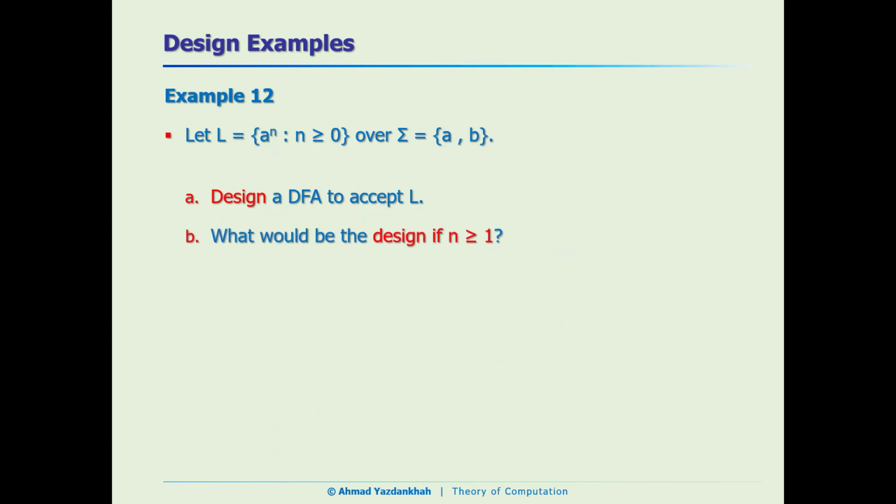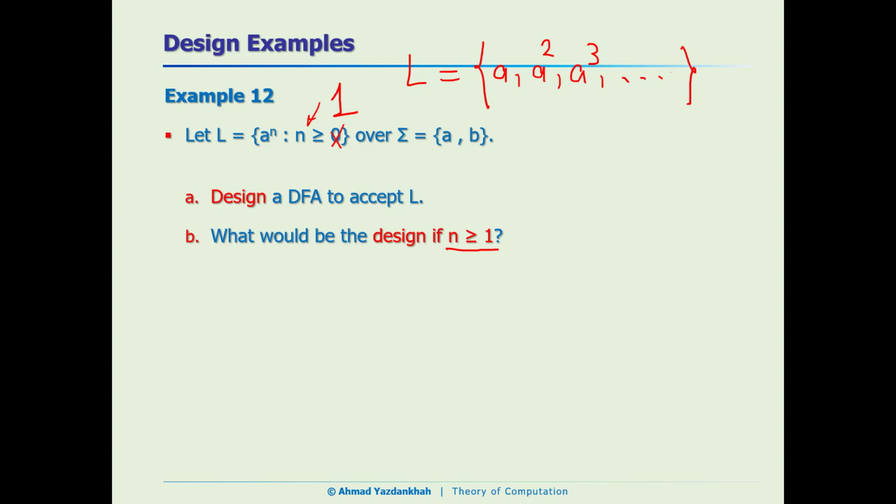But this example has another question. What would be the design if n is greater than or equal to 1? So instead of this guy, if we change it to 1, then what would happen? Okay, so let's enumerate what was the difference. It starts from 1, it means that we eliminated the lambda. So it starts from 1, it will be a square, a cube, and so forth, right? So that's the same language except the lambda is eliminated.